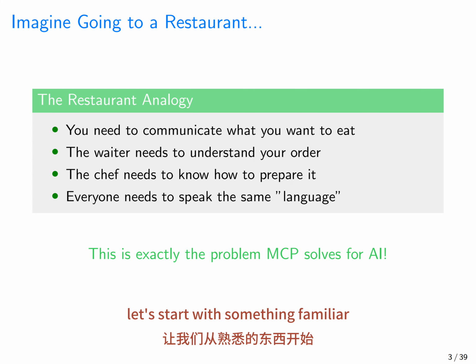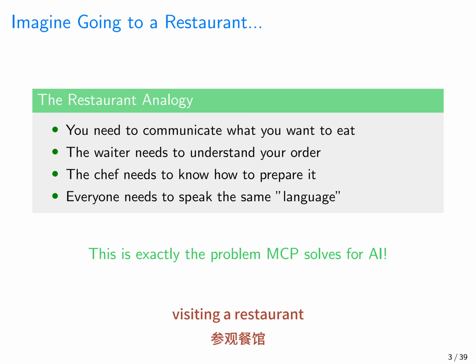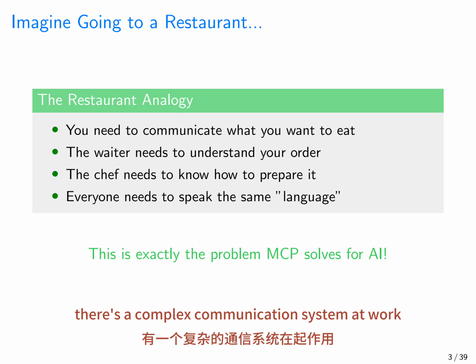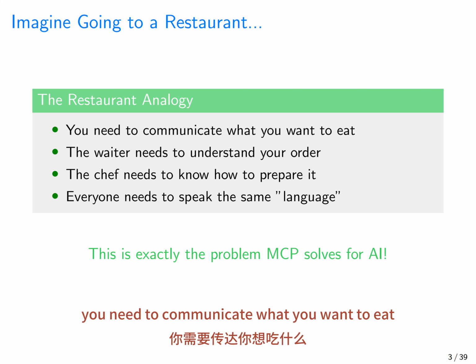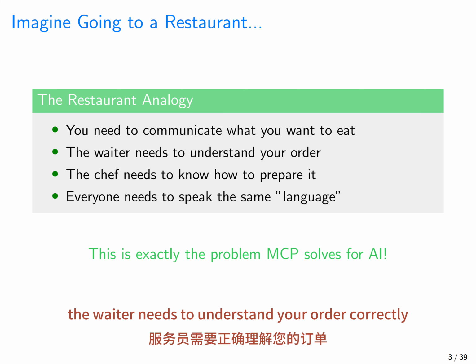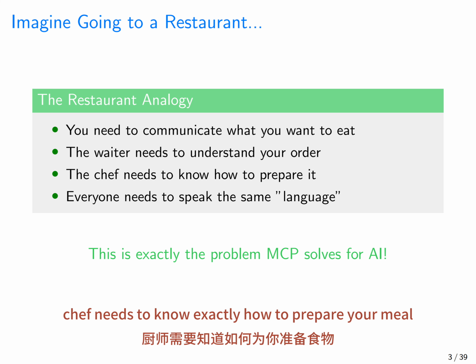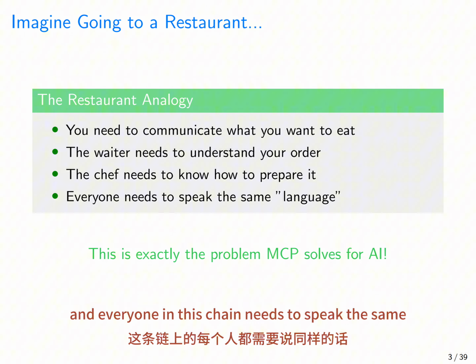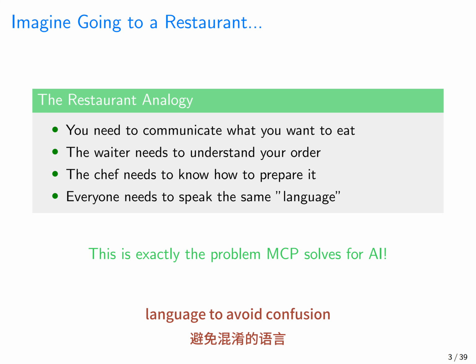Let's start with something familiar: visiting a restaurant. When you dine out, there's a complex communication system at work. You need to communicate what you want to eat. The waiter needs to understand your order correctly. The chef needs to know exactly how to prepare your meal. And everyone in this chain needs to speak the same language to avoid confusion.